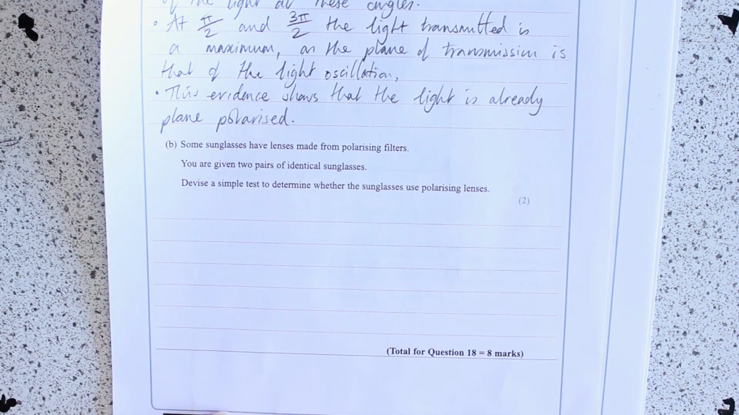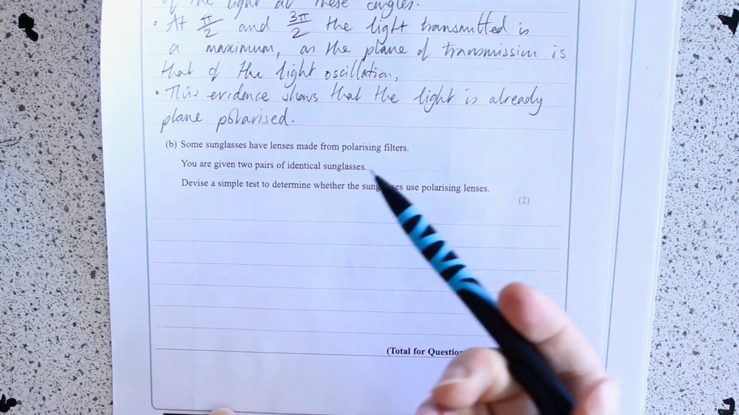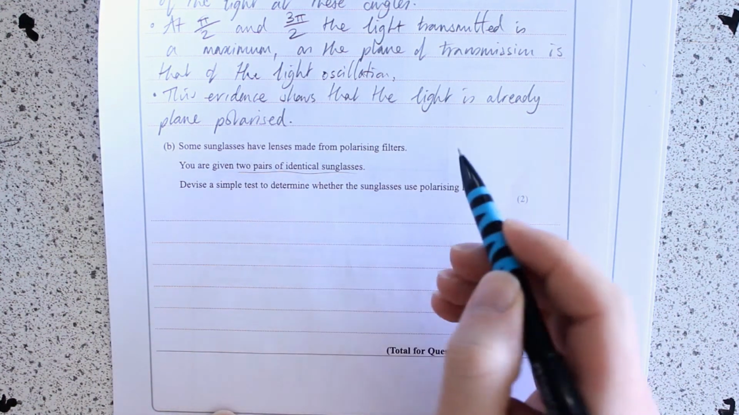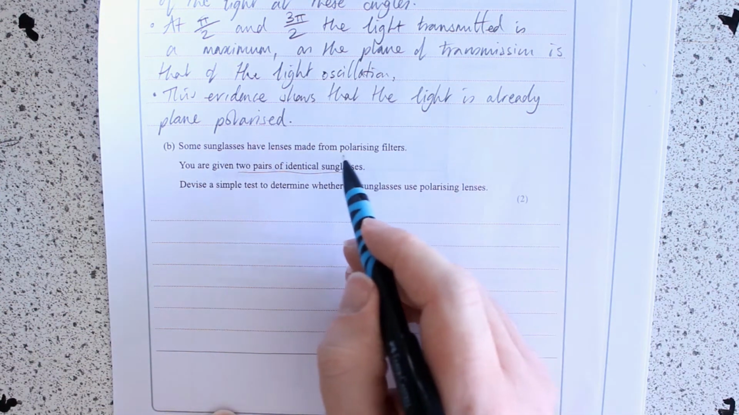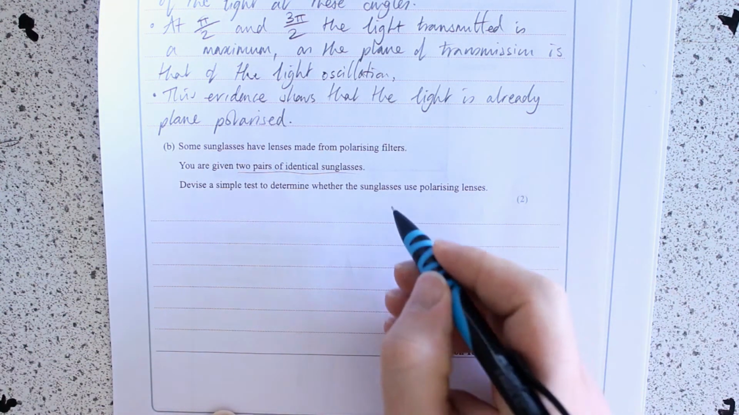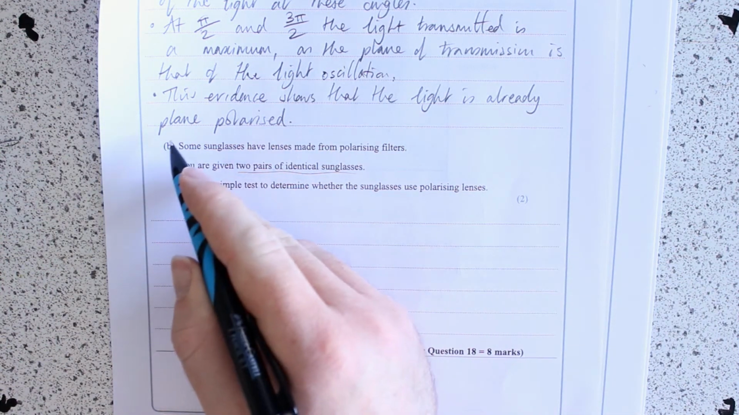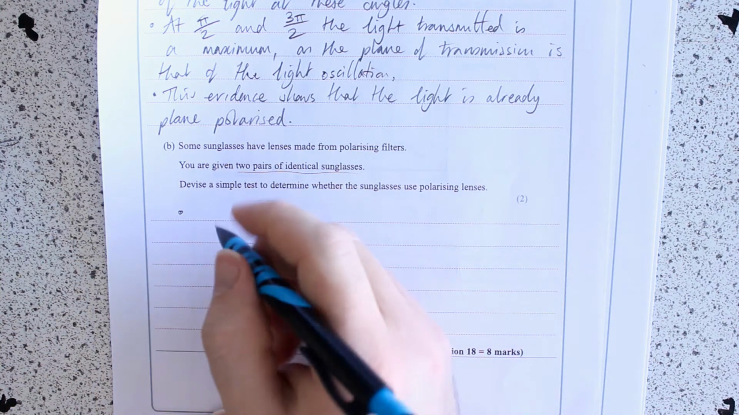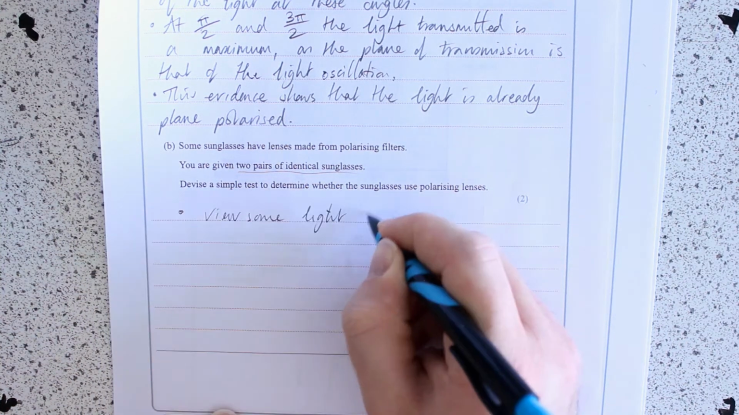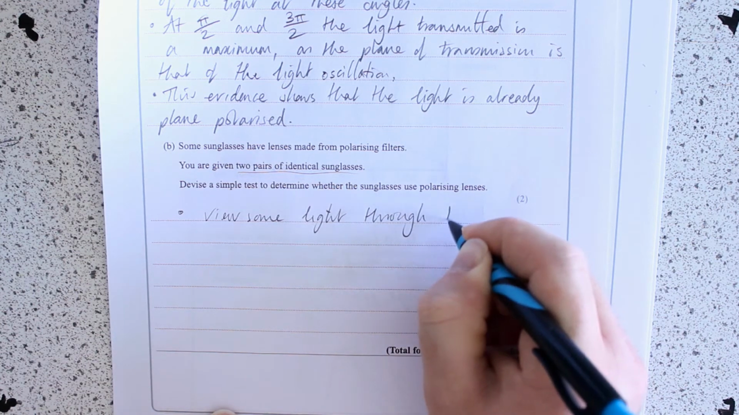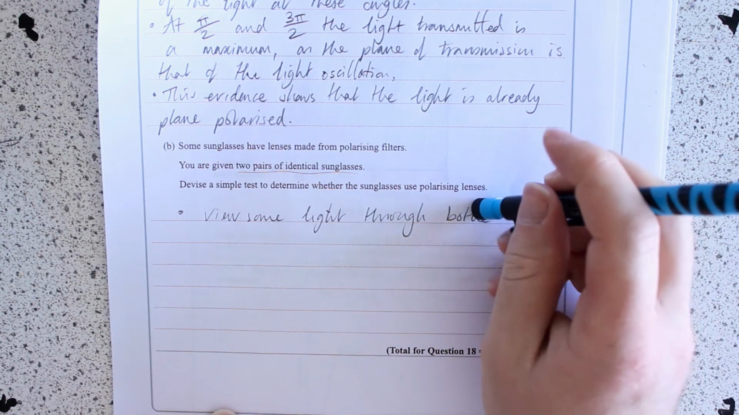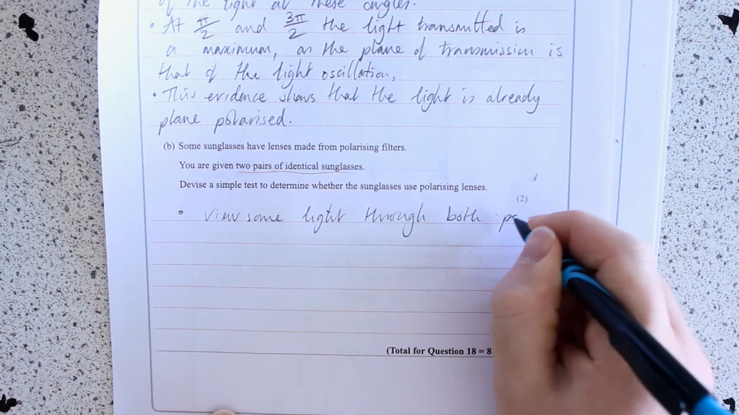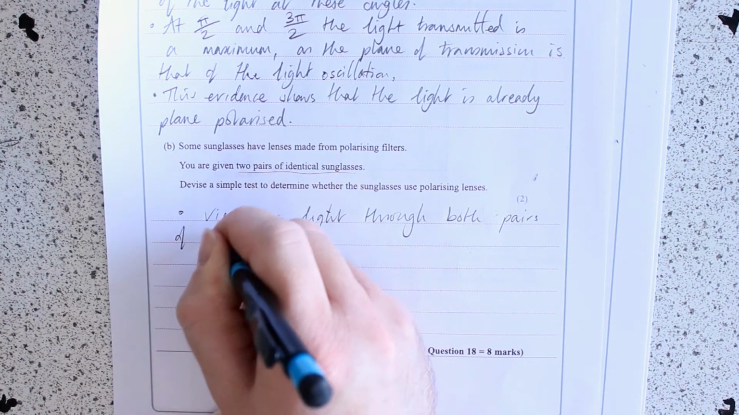So this next question is much more like the standard explain polarization questions. You're given two pairs of identical sunglasses. Some of them have got polarizing filters. Simple test to determine whether sunglasses use polarizing lenses. No longer assessed on the quality of writing, but you're probably going to get the idea. So view some light through both pairs of glasses.